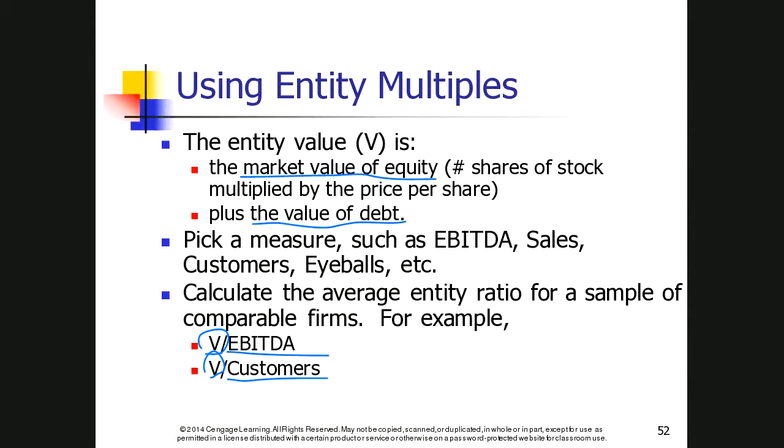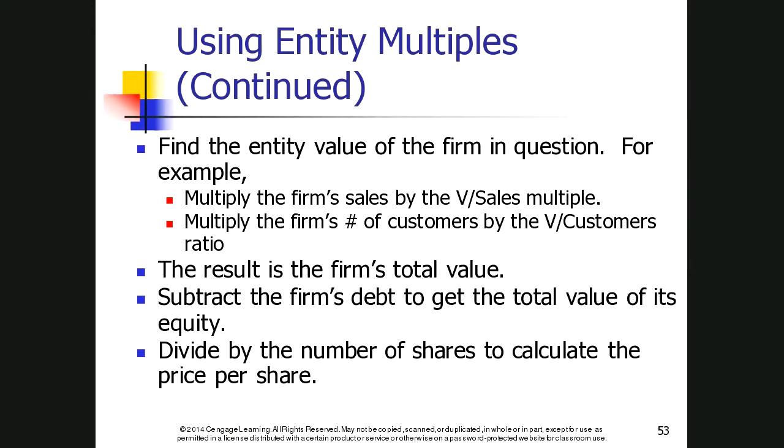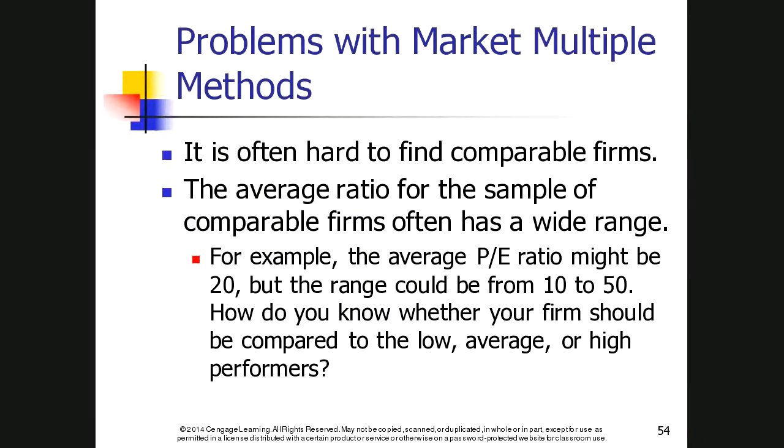Okay. And find the entity value of the firm in the question. So using the average ratios multiplied by the measure that you're going to use, you get the entity value, and take away this firm's debt to get the total value of the equity, and divide by the number of shares. So that's how you do entity multiples.